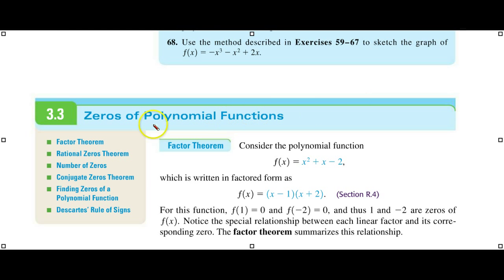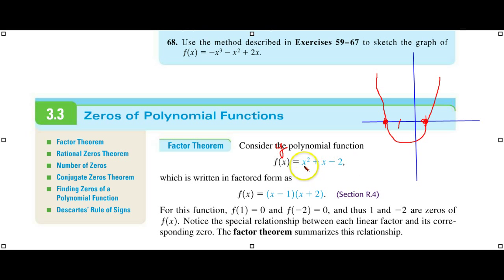Going on to topic 3 of chapter 3, zeros of a polynomial function. And again, some background might be in order here just to help you connect to what we're showing you. Now, when we look at a function, this is function notation. We said we can always exchange the function symbol with the letter y. So we would have y equals x squared plus x minus 2.